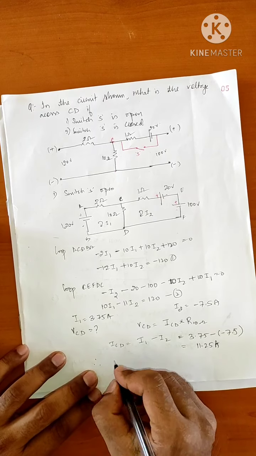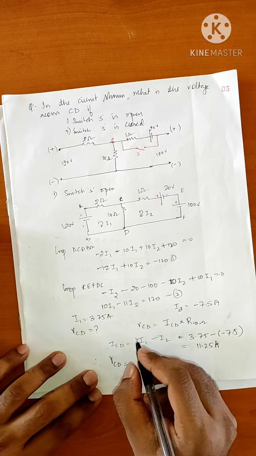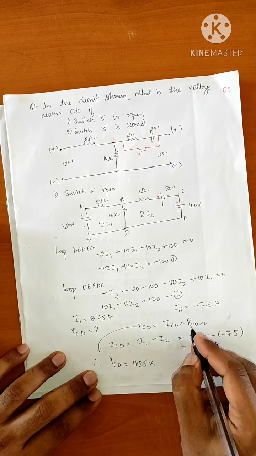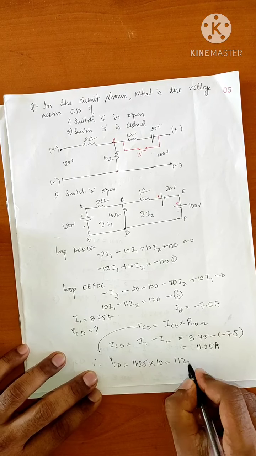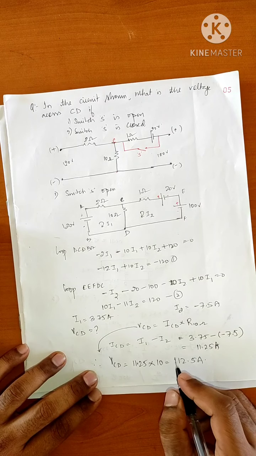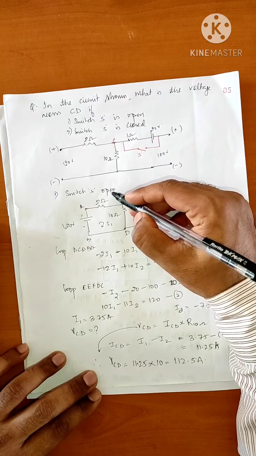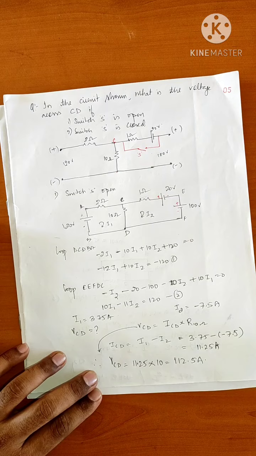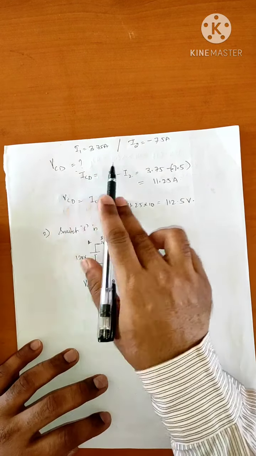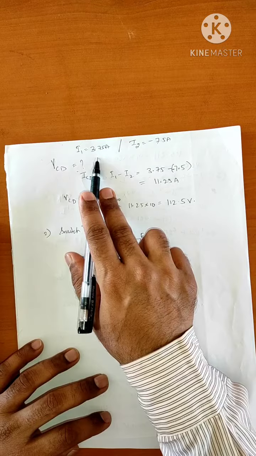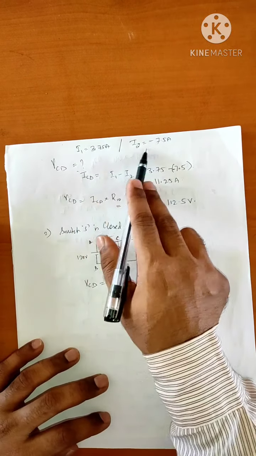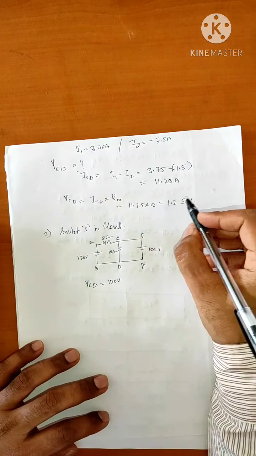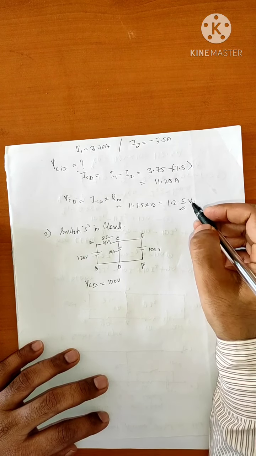Therefore VCD is equal to, use this formula, 11.25, that's the current, into R, 10 ohm. So the answer is 112.5 volt. So this is the answer when the switch S is open. The voltage across CD is 112.5 volt. Again, I1 and I2 we got 3.75 and minus 7.5. Taking the difference of that, we get 11.25, and we can find VCD for the open switch as 112.5.